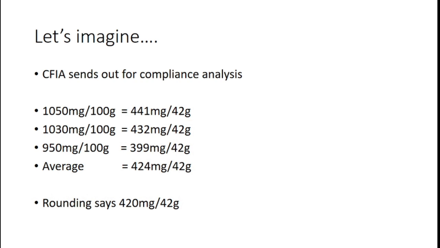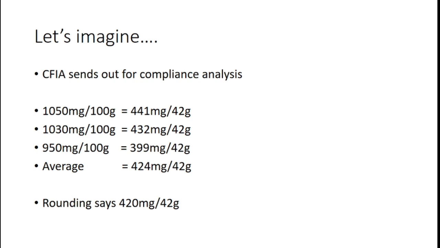So if we divide 100 by 42, we're going to get 2.38. And if we divide this value by 2.38, we're going to get 441 milligrams per 42 grams, and vice versa, all the way down. So, hey, check it out. You'd be surprised. Perhaps I made these numbers specifically to fit the mold.